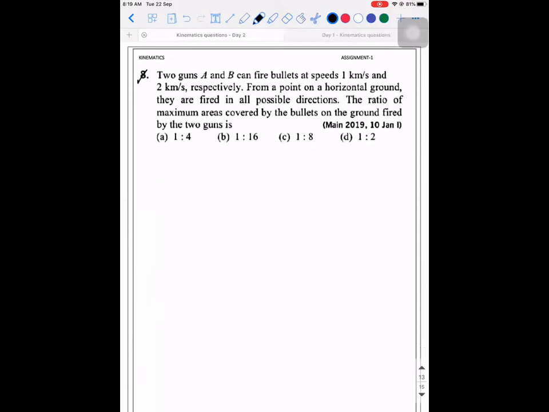Two guns A and B can fire bullets at a speed of 1 kilometer per second and 2 kilometer per second respectively. From a point on a horizontal ground, they are fired in all possible directions. The ratio of maximum areas covered by the bullet on the ground fired by the two guns will be. The ratio of maximum what? Areas. Right. When will the area be maximum?